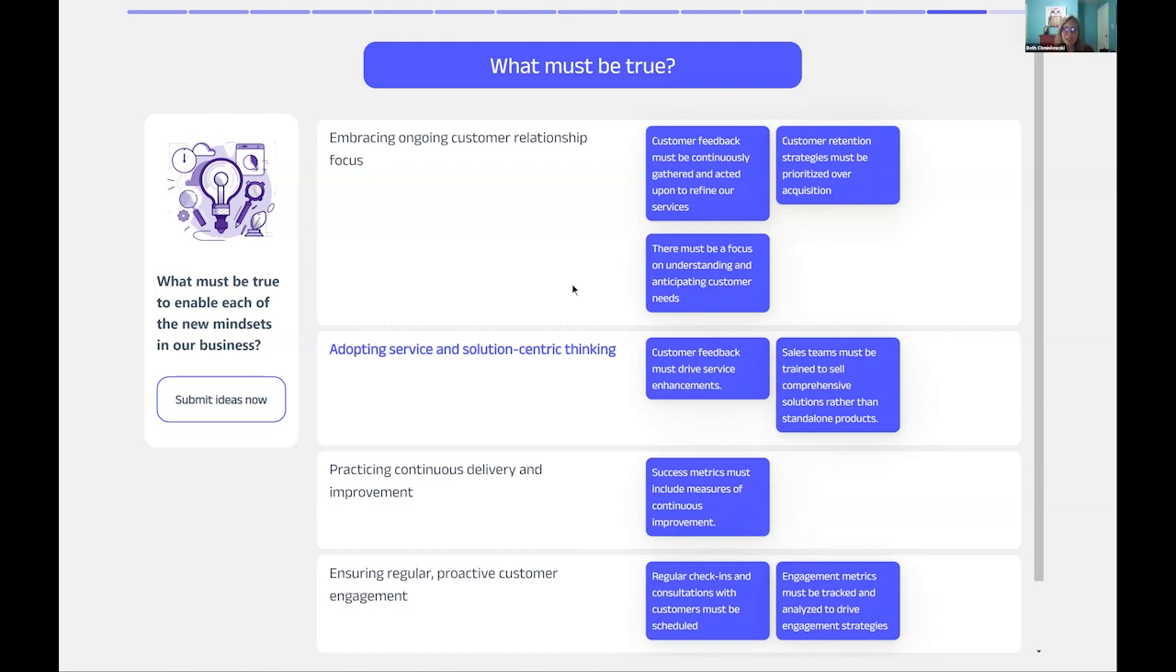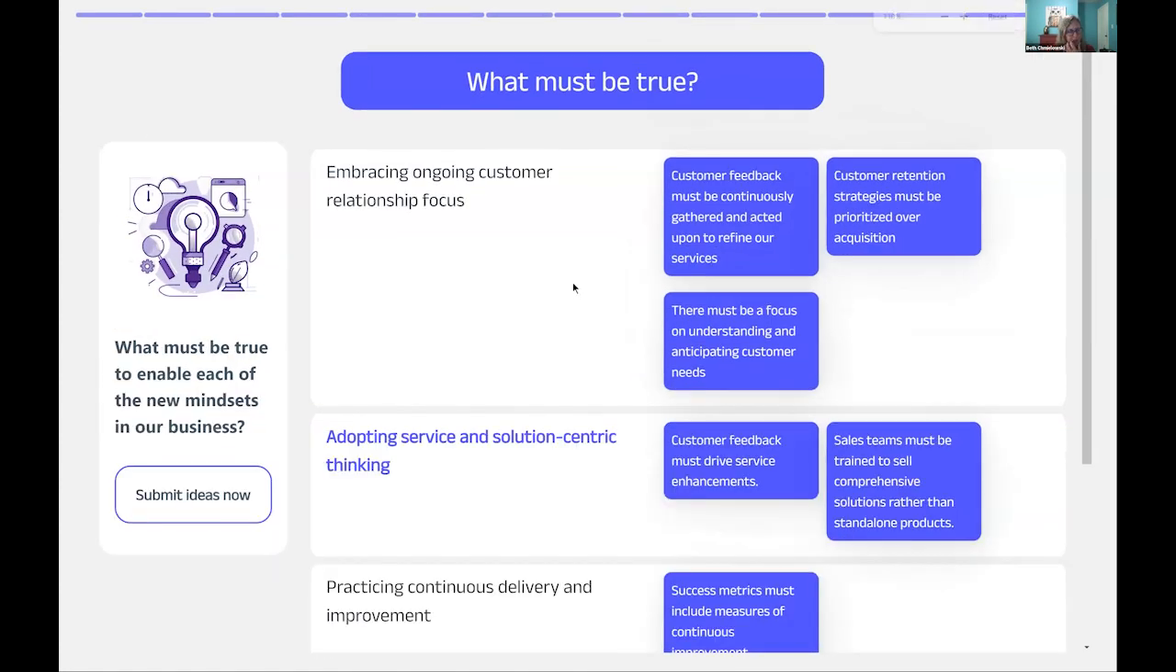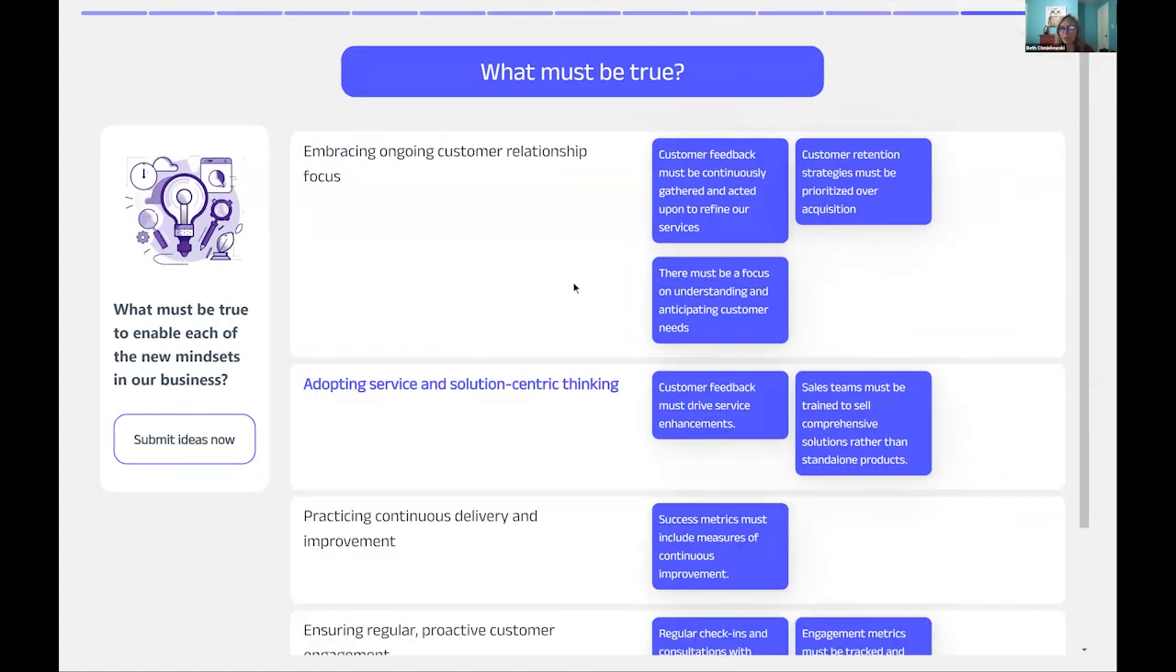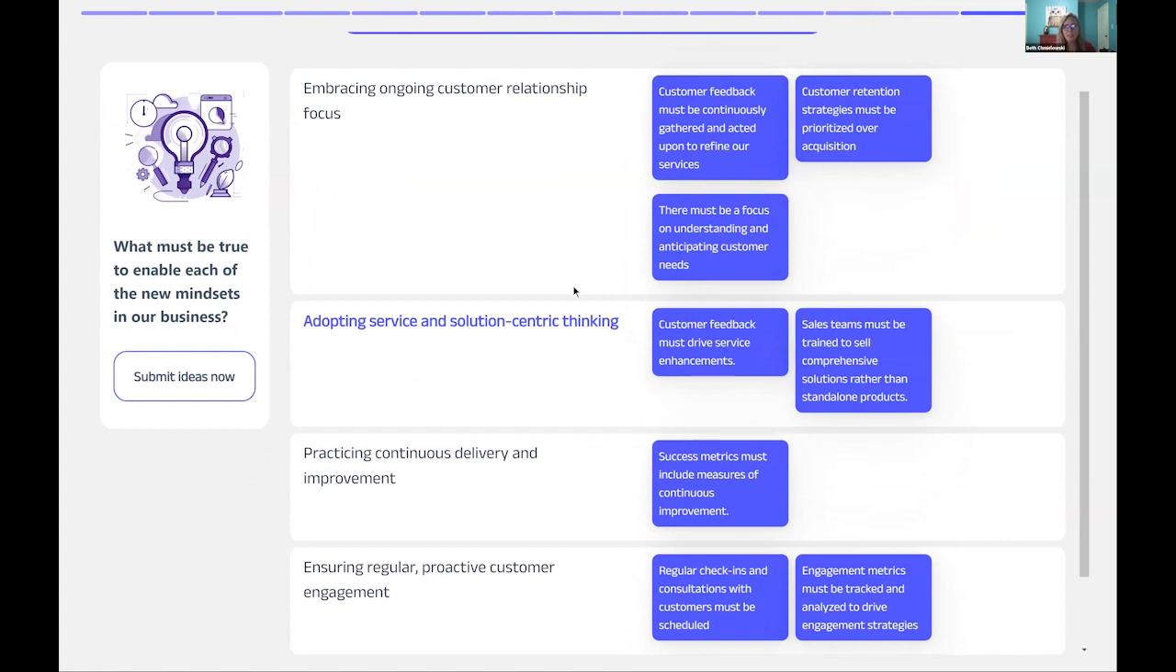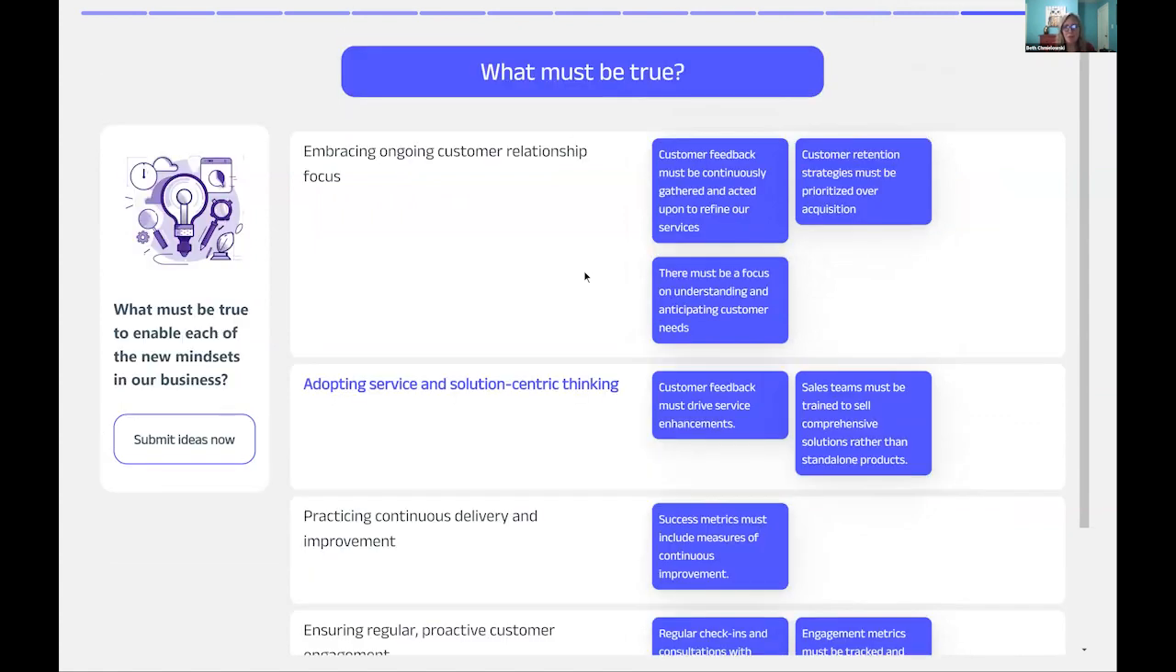This is the deeper dive. I always love these explore-by-category exercises because it is where you start to unpack everything. Your entire session is really the work behind the work to make a change effective. And this is where you're starting to move from the theoretical, how should we think and feel, to the practical and the pragmatic. Okay, if what must be true to embrace customer relationships is we need to continuously gather customer feedback, now we have real direction on what we need to do as an organization. We've got to define that program and what that looks like and how that's going to be done.